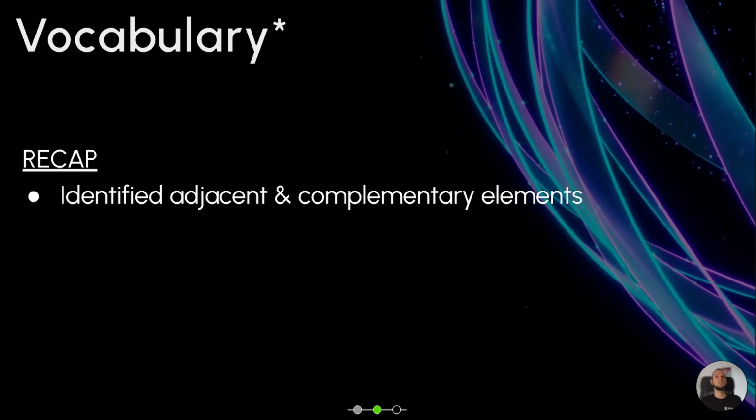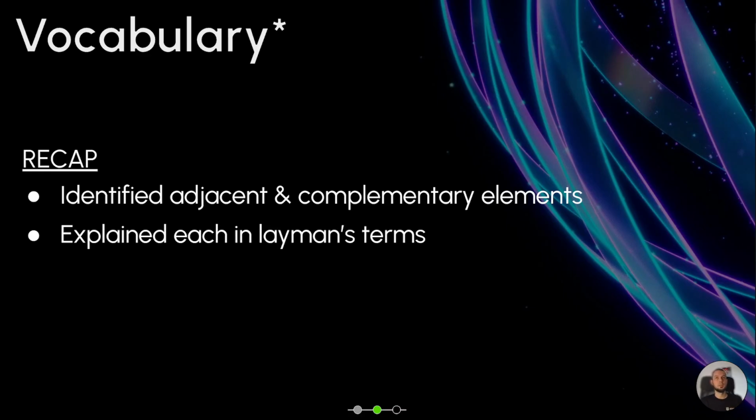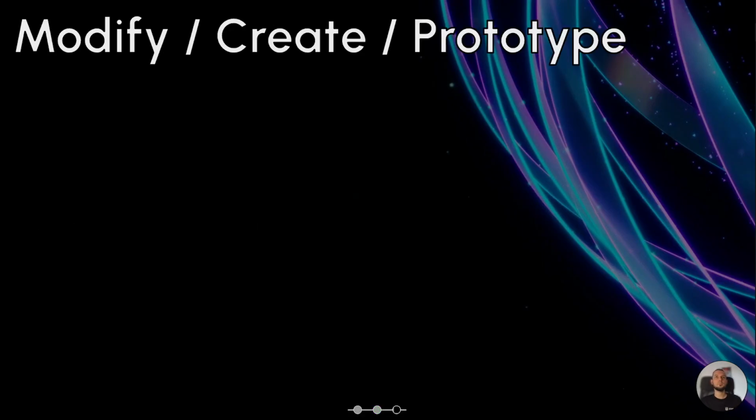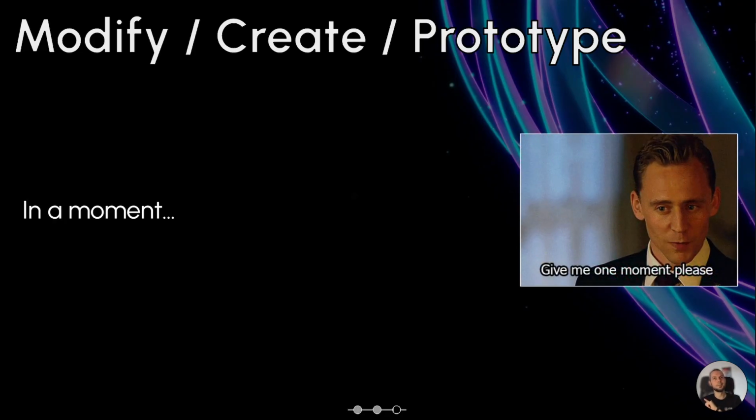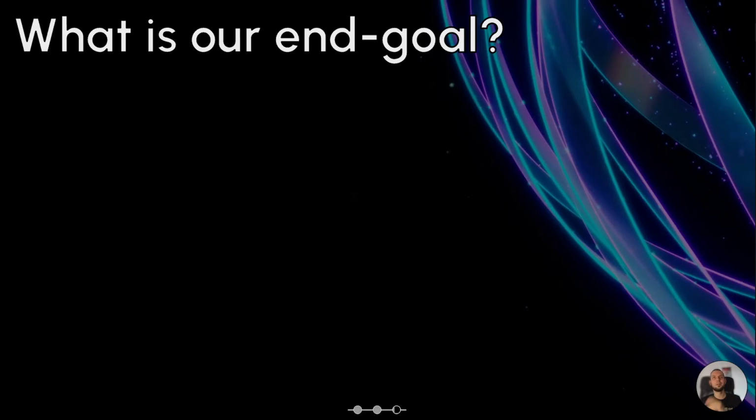To recap, we identified the adjacent and complementary concepts. We explained everything in simple terms, and we verified it in Engine. Now we get to our last chapter, which is a very hefty chapter with a lot of in-editor, in-engine work. But before we get into things, let's actually make sure we understand something. What is our end goal?